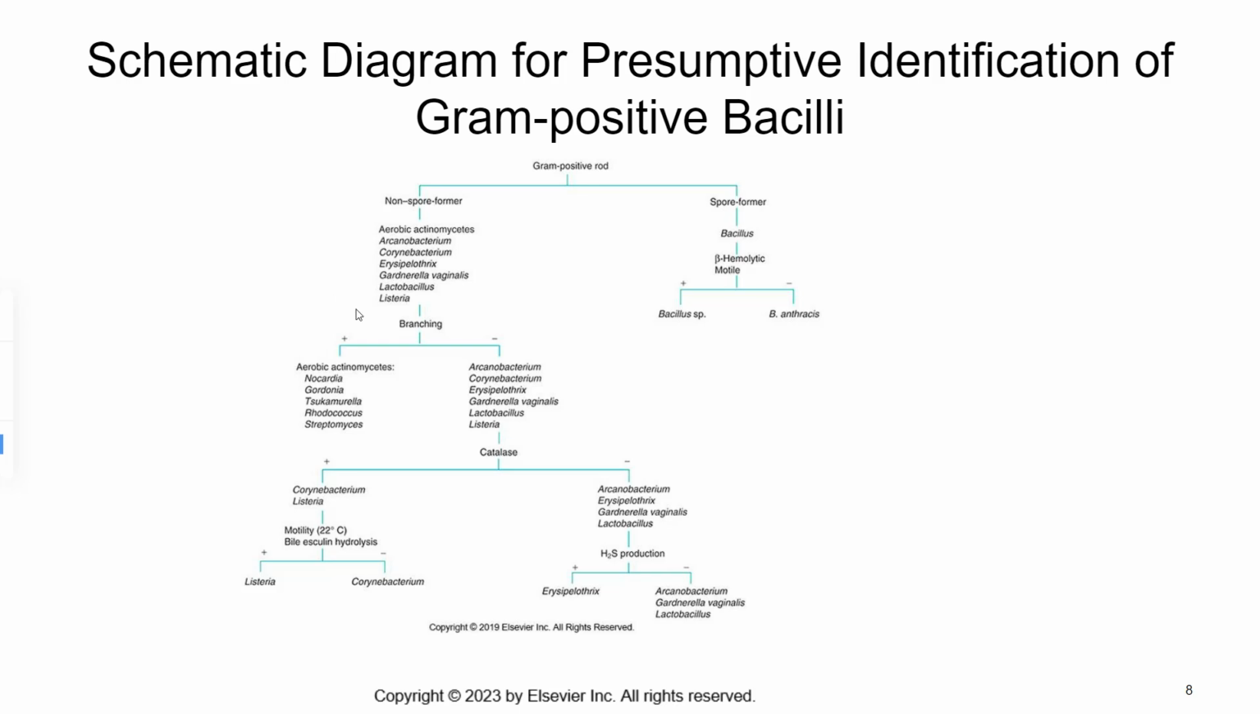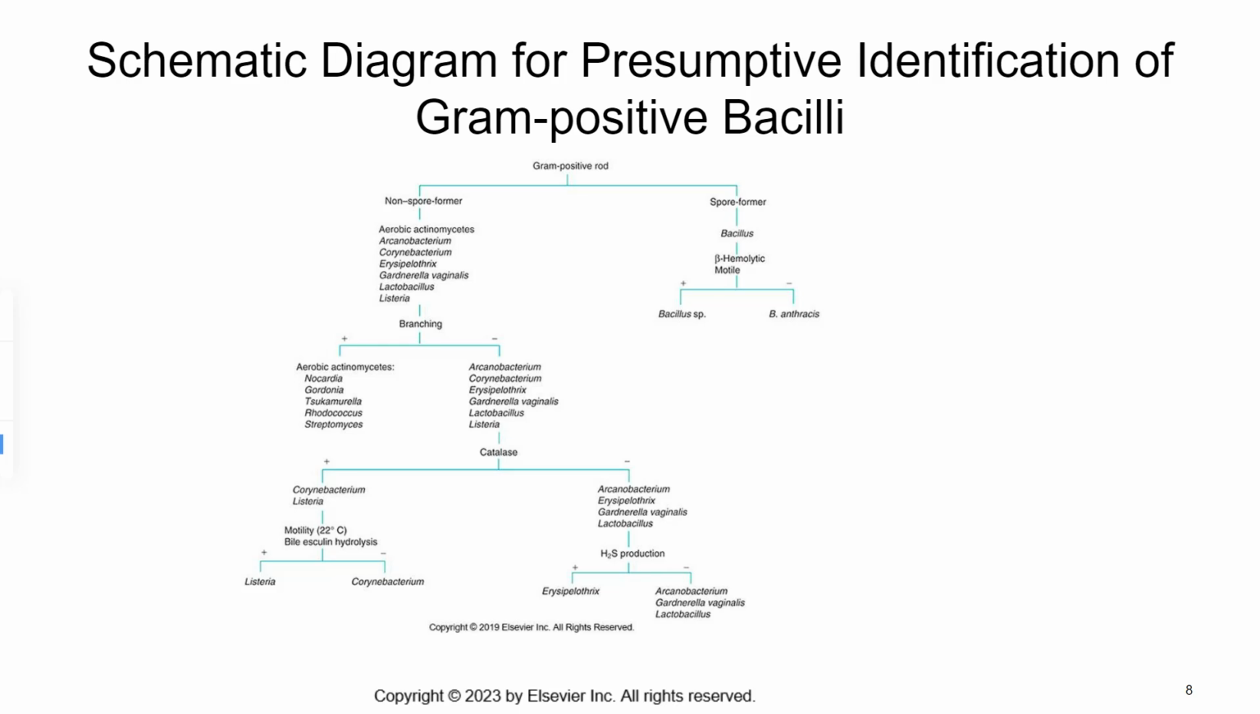Then we look at catalase. Some are catalase positive, some are catalase negative. The catalase positive ones can be broken down further by their motility and bile-esculin hydrolysis. The catalase negative ones can be divided by H2S production. These types of flowcharts are going to help you internalize and remember some of these test results to be able to differentiate them on an exam.